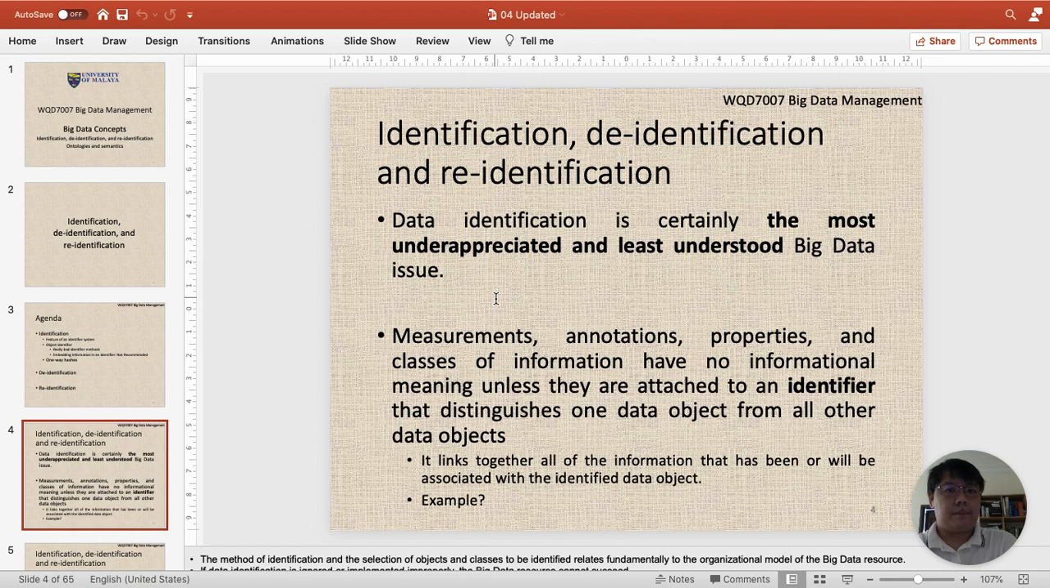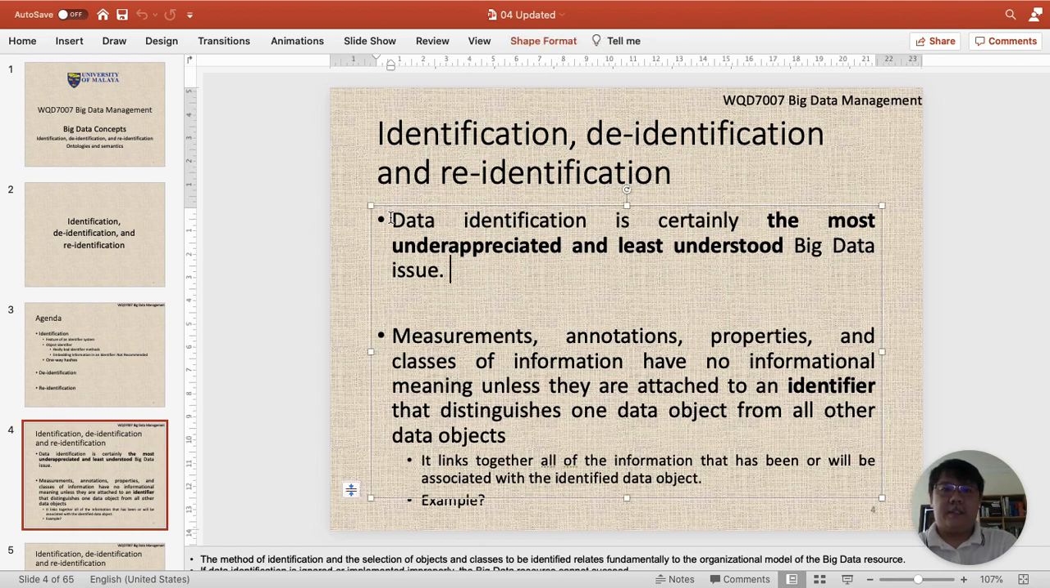All right. So over here, data identification is certainly the most underappreciated and least understood big data issue. Why we say so is because most of the time we are thinking about how to design the database or how to store the data efficiently, but we pay quite little attention to the identifier itself. Usually we just assign a column of numbers, and then we just plus one, and plus one, that's it.